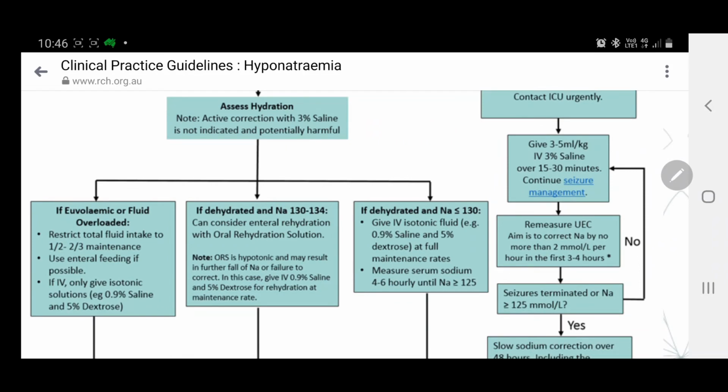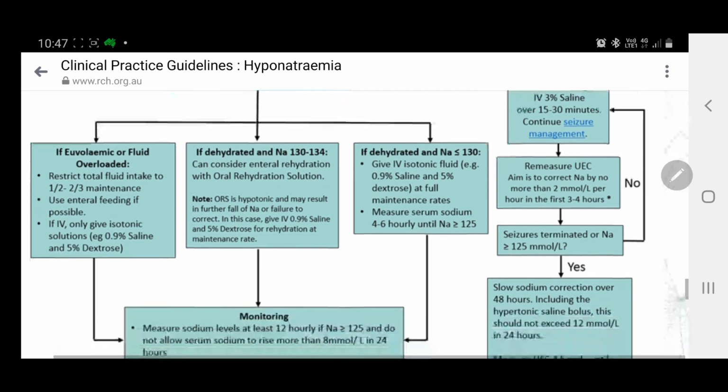So we assess hydration. We've got euvolemic or fluid overload, dehydrated with normal sodium, or dehydrated with sodium less than or equal to 130. In euvolemic or fluid overloaded, we restrict total fluid intake to half or 2/3 maintenance. And we use enteral feeding if possible. If IV, we only give isotonic solutions. So as we said, the preferable one is the 0.9% saline and 5% dextrose.